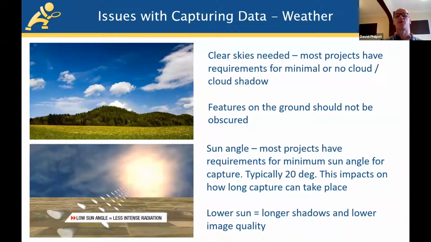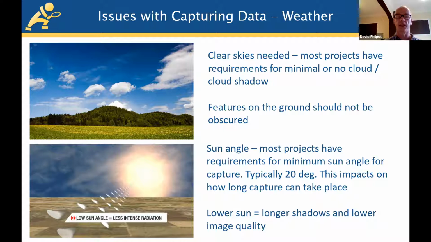So issues of capturing data, the main one probably in the UK is weather. If you're thinking we've got an update program where we want to capture 50,000 up to 80,000 square kilometers a year, we need to take every opportunity we can to capture that data. We need absolutely clear skies, not like that photo at the top where you've got little clouds in. It needs to be clear blue skies, no clouds or shadows on the ground that will obscure any features.